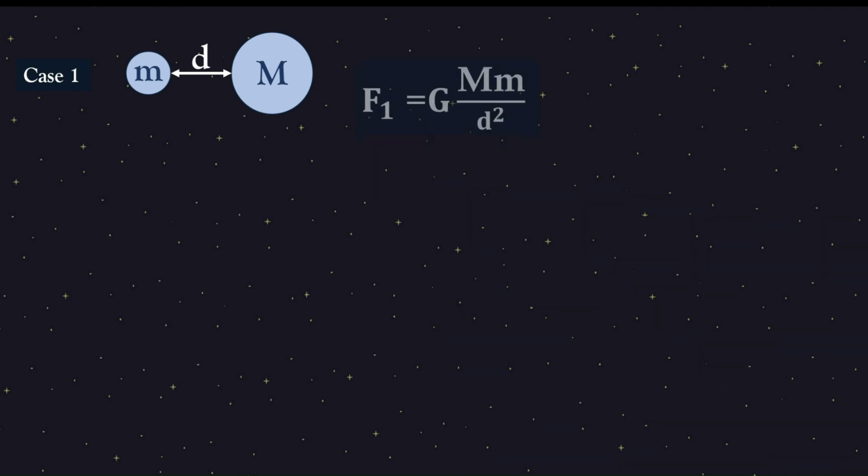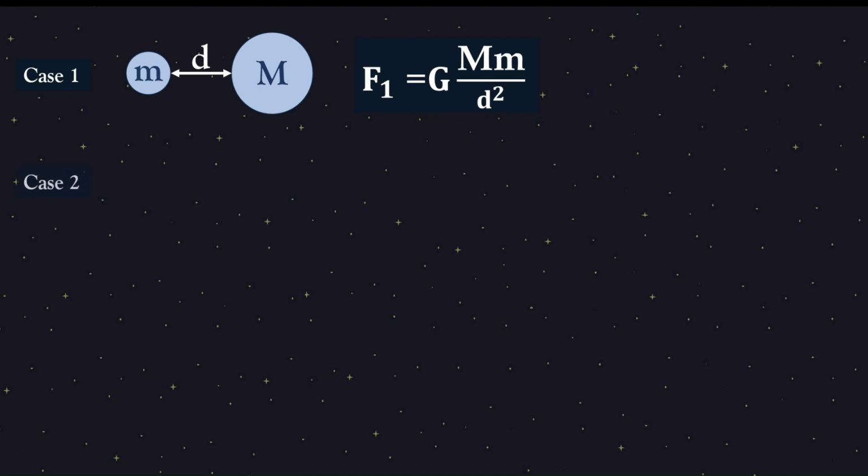In case 1, let us consider two bodies having masses small m and capital M, and they are separated by a distance d. The force of attraction between these two bodies according to Newton's law of gravitation can be written as F is equal to G into mM divided by d square. F1 denotes the case 1.